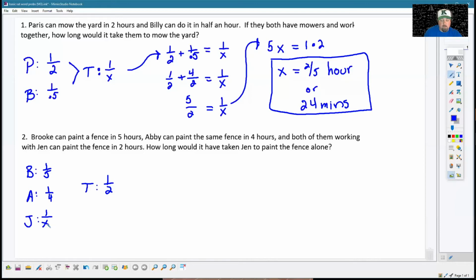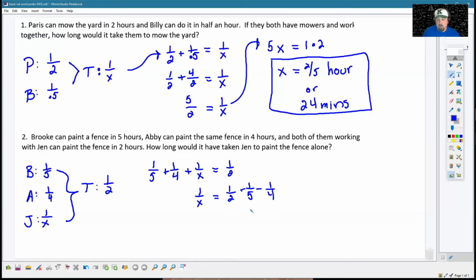So our x goes down here with Jen because she is the one that we want to find. So this one's set up a little bit differently, but we've got 1/5 plus 1/4 plus 1/x equals 1/2. Now, if we're going to solve this like the way we did with number 1, I recommend putting everything that's just a number on the same side. So I'm going to subtract that stuff over. 1/2 minus 1/5 minus 1/4.